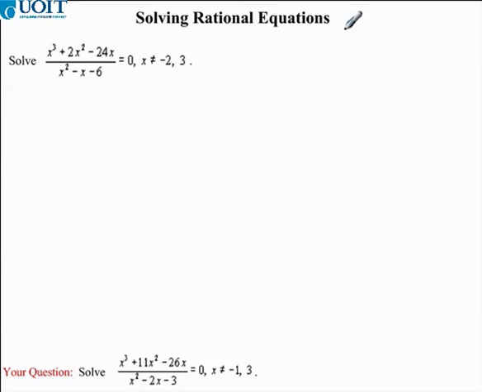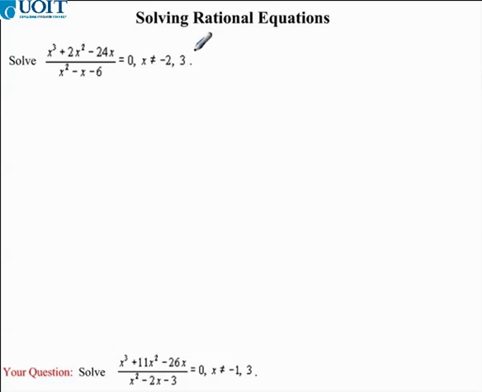In this mini clip, we will be solving rational equations. While we answer this question together, you'll be solving a similar problem on your own using the same technique. We're asked to solve the equation x cubed plus 2x squared minus 24x all over x squared minus x minus 6 equal to 0, where x cannot equal negative 2 or 3.